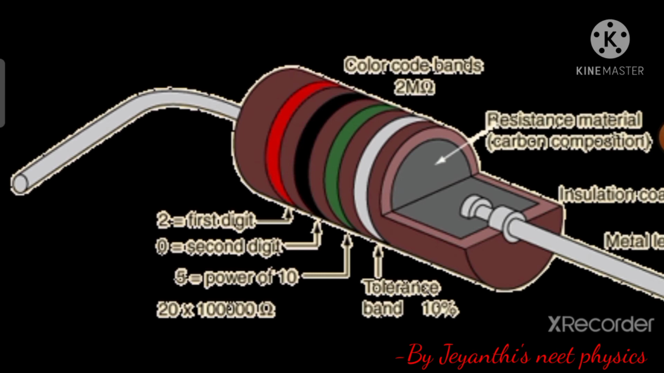The important thing in a carbon resistor is how to find the resistance value based on the colored rings. In the diagram, colored rings are there: red, black, green, white, like this. So there are different colored rings. The first digit corresponds to the red color, the second one black color, like that. So how to find the resistance value for this type of carbon resistor?